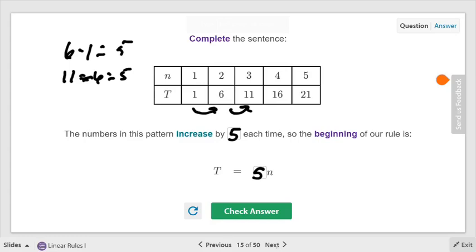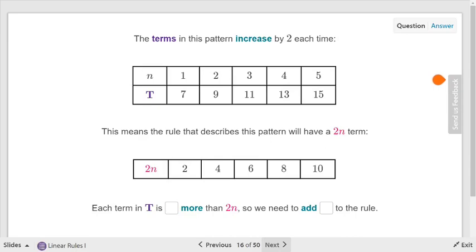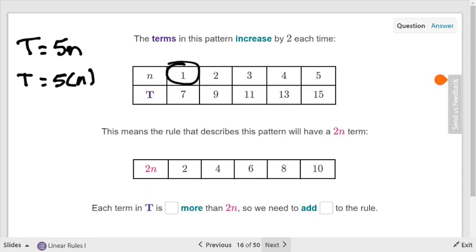Okay. Now, I know it's 5. If y'all trust me this time. All right? So we know it's 5n. Each term in t is something more than 5n. So in other words, I need to find out now the other part of the subtraction. So what I'm going to do is I'm going to test my formula on my first n. So t equals 5 times n. Oops, I'm sorry. 5 times my first n is 1. So that gives me t equals 5.